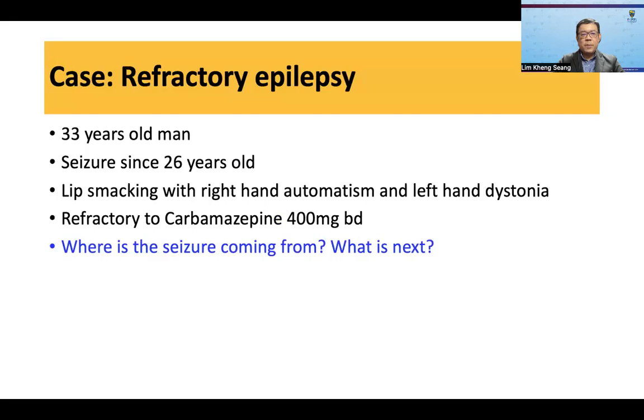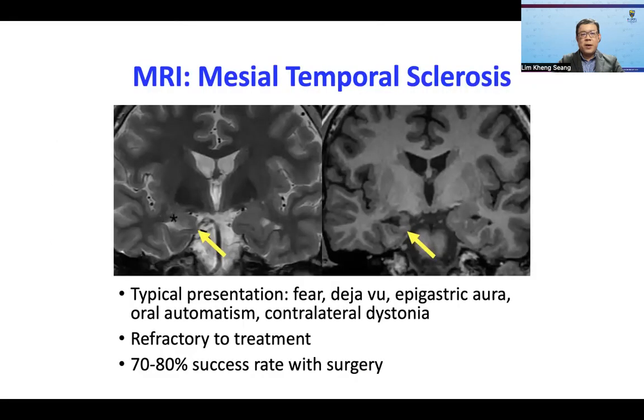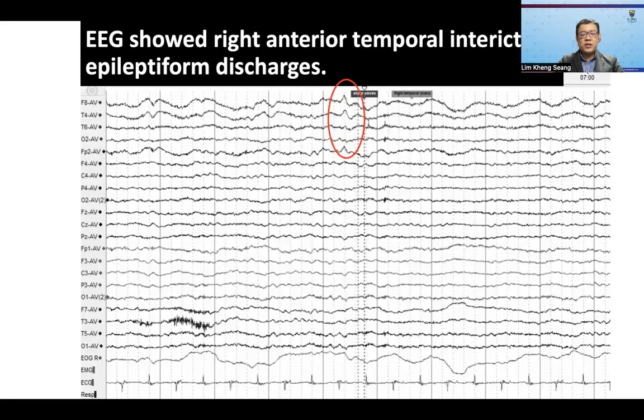So what can we do when someone has refractory epilepsy? This man has seizures presenting with lip smacking, right hand automatism, and left hand dystonia. So this is a patient with temporal lobe epilepsy, refractory to carbamazepine 400 milligram BD. We can push up the dose or try other medications, and ultimately, the patient has failed all the other anti-seizure medications. He had an MRI which shows a right-sided mesial temporal sclerosis. As shown in the arrow, there is T2 signal change on the left image, and there is volume loss on the right MRI. Mesial temporal sclerosis is a condition which is refractory to treatment, but has a good success rate with surgery. The EEG shows right temporal discharges, which is concordant, and for this patient, a surgical option is available.